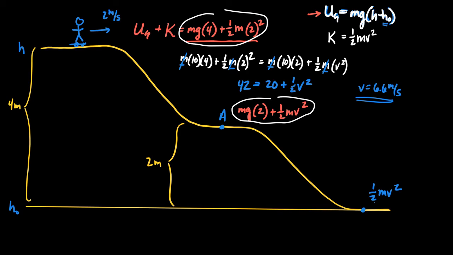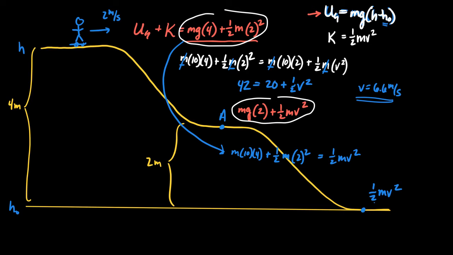Can I keep going? We good? Because there's not a whole lot to do now. This part has not changed. I don't have to look at the middle amount of energy now. I can still look at the beginning amount of energy for this problem, which is still going to be m times 10 times 4 plus 1/2 times m times 2 squared. And that has to equal 1/2 mv squared at the bottom.